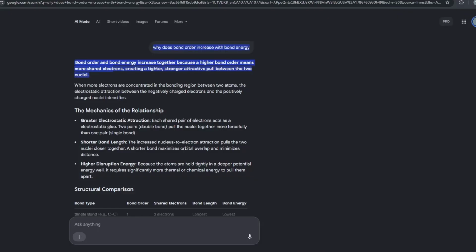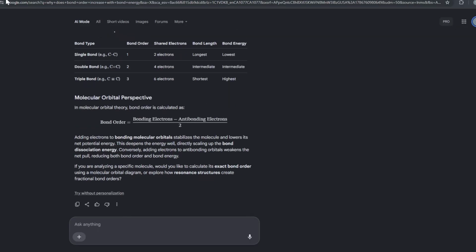So if you have more shared electrons, it creates a tighter, stronger attractive pull between the nuclei. Right, so it's going to increase in energy. Why does it increase in energy?